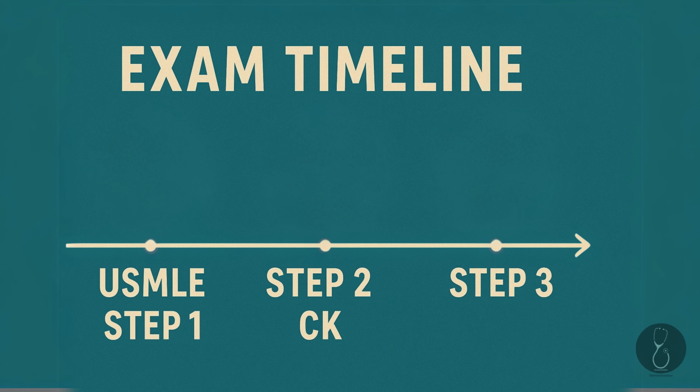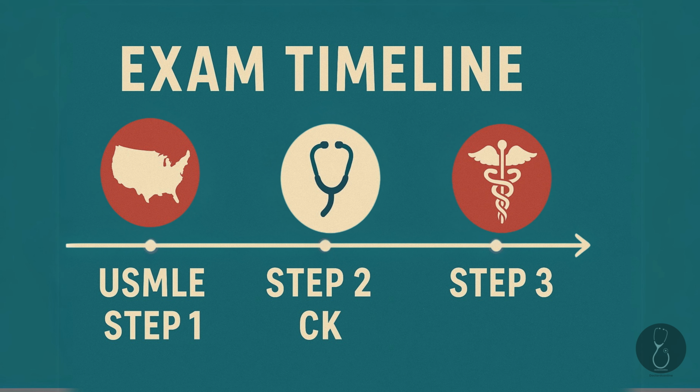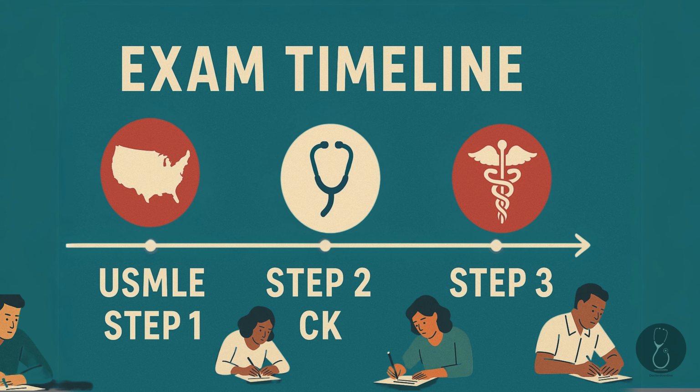What is the USMLE? The United States Medical Licensing Examination, or USMLE, is a three-step exam that assesses a doctor's ability to apply medical knowledge, skills, and understanding of clinical science. Step 1. Basic sciences, pathology, physiology, microbiology, etc. Step 2 CK. Clinical knowledge, diagnosis, management, ethics. Step 3. Final licensing exam with real-world clinical cases.